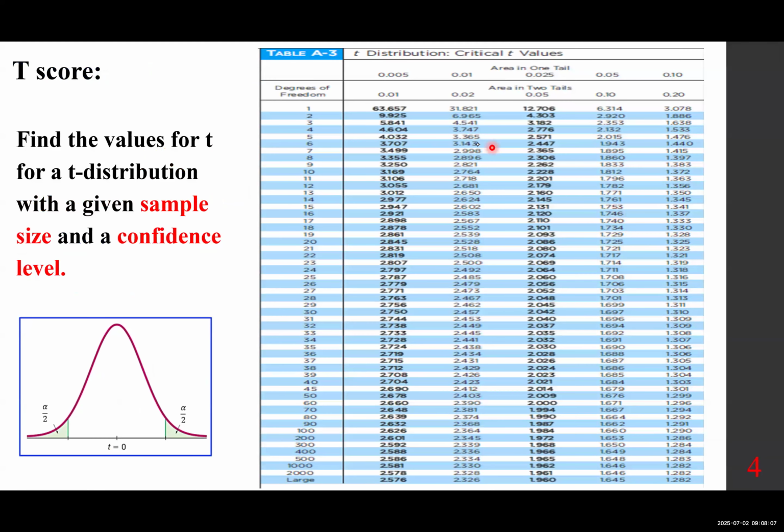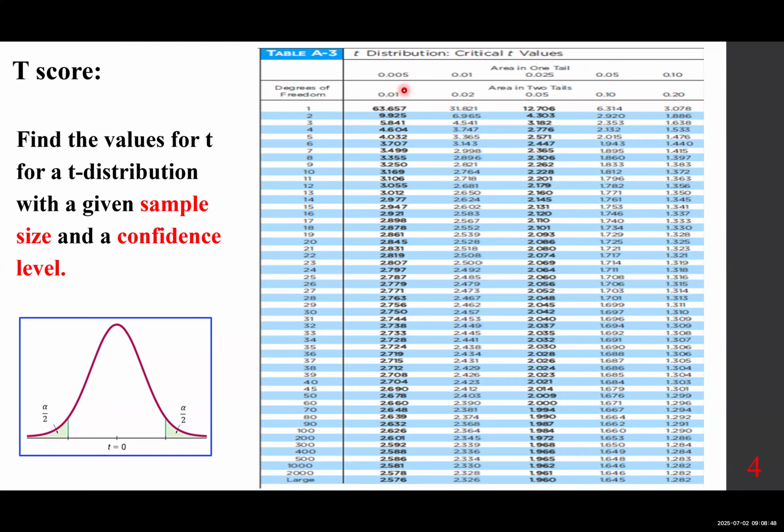Here's the T table. Of course, as always, you can use technology, but we will discuss the table. That's what has been used for a long time. So find the values for T, for a T distribution with a given sample size and a confidence level. So that's what the T score is. So we have, in this case, area in one tail. This is called the tail. Area in two tails.